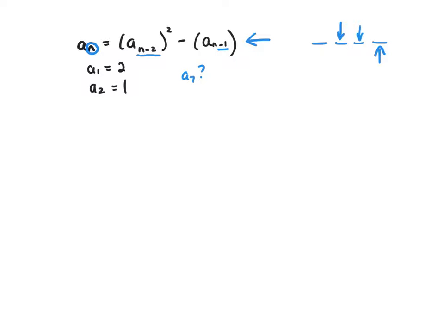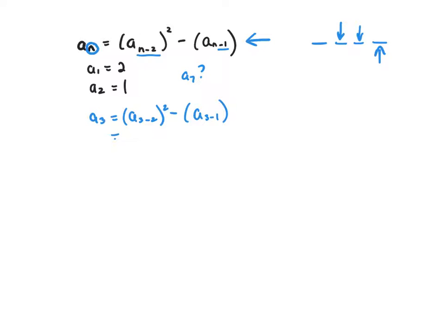We're trying to figure out a sub 7, so let's just work our way up, okay? So let's find a sub 3. Well, a sub 3, I'll write it out this one time. A sub 3 minus 2 and square it minus a sub 3 minus 1.